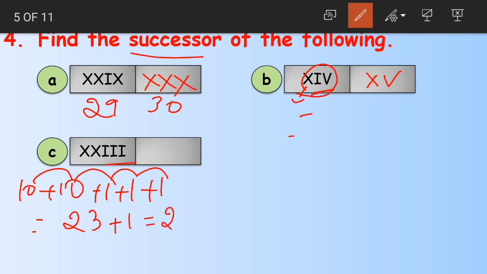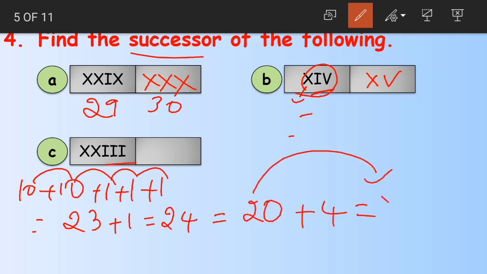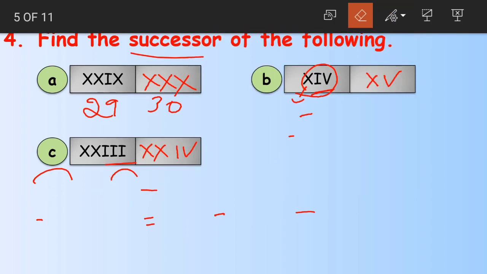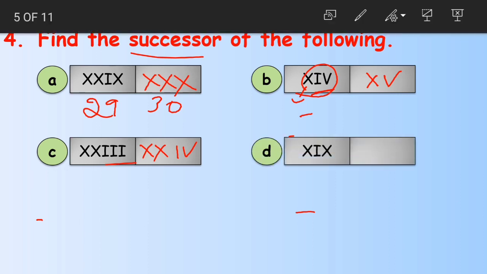23 plus 1 is equals to 24. Now how do we write 24 in Roman numerals? 20 plus 4. We know that 20 can be written as XX and 4 is written as IV. So 24 becomes XXIV. 23, the successor is 24. Clear, children? Okay. The next one is XIX.